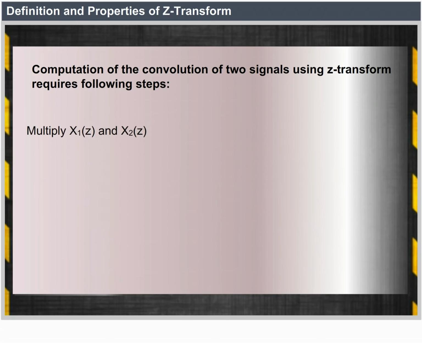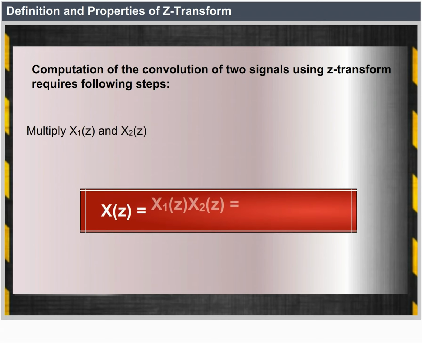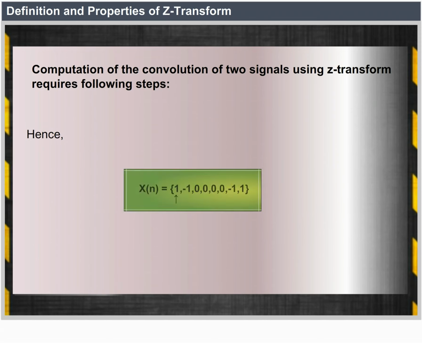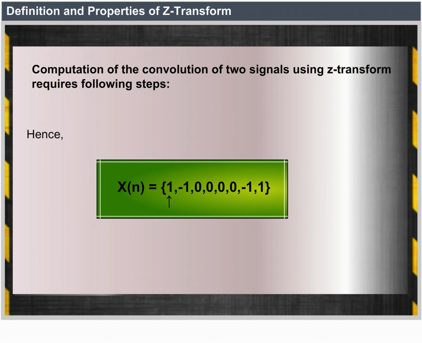Multiply X1 of z and X2 of z. X of z equal to X1 of z into X2 of z equal to 1 minus z power minus 1 plus z power minus 6 plus z power minus 7. Hence, x of n equal to 1, minus 1, 0, 0, 0, 0, minus 1, 1.